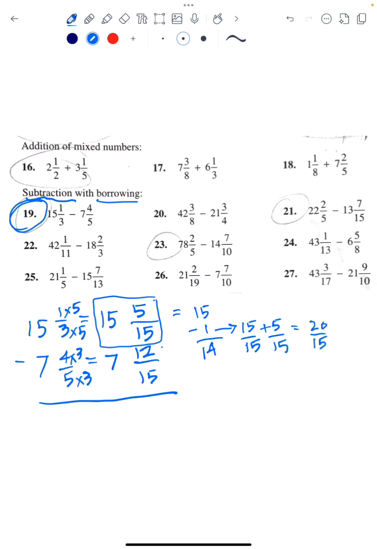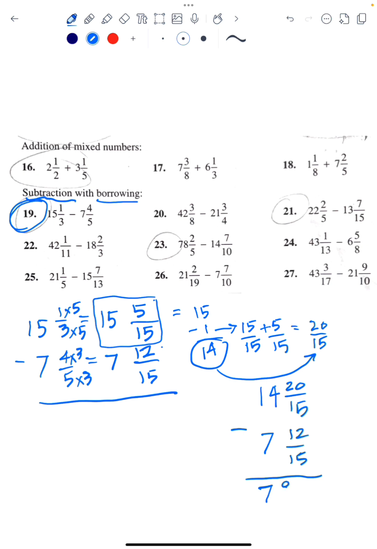And now, if I take my whole number 14 with the 20 over 15, I have 14 and 20 over 15. Now I can subtract minus 7 and 12 over 15. 14 minus 7 gives me 7, and 20 minus 12 gives me 8, all divided by 15.